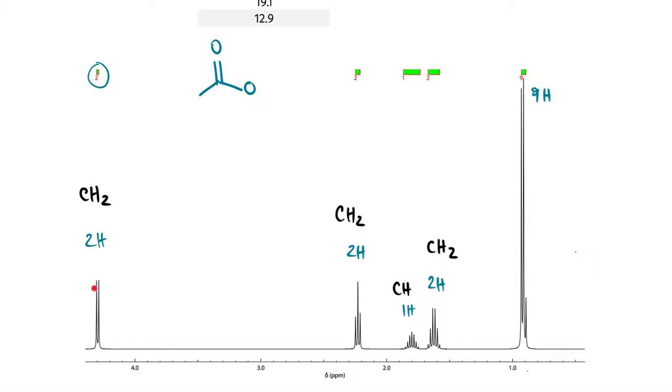It's a doublet, okay? So this guy's a doublet. What does it mean? How many neighbors? 1 neighbor. So it is connected to a CH. And remember, multiplicity is caused by interaction between protons within 2 and 3 bonds. So only protons on the neighboring carbon will be, quote unquote, visible, or they will interact. If it's more than that, they will not see each other.